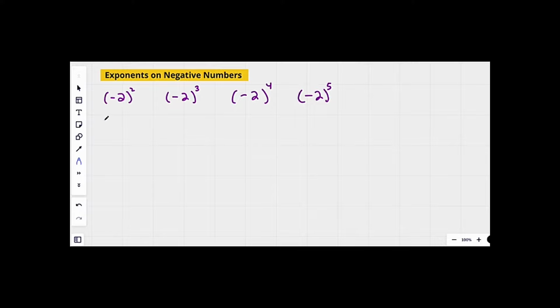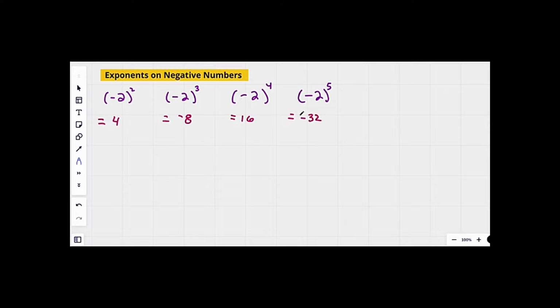For example, when we've got negative 2 to the power of 2, we're going to get positive 4. When we've got negative 2 to the power of 3, we're going to get negative 8. When we have negative 2 to the power of 4, we're going to have positive 16. And when we've got negative 2 to the power of 5, we're going to get negative 32.